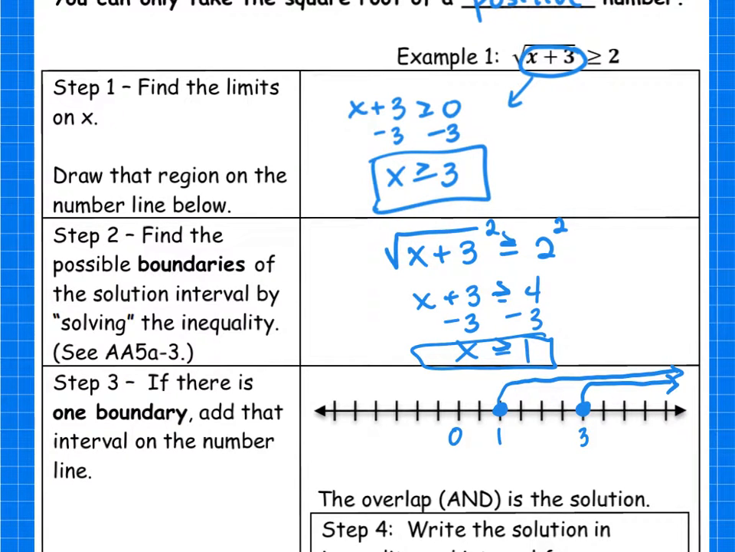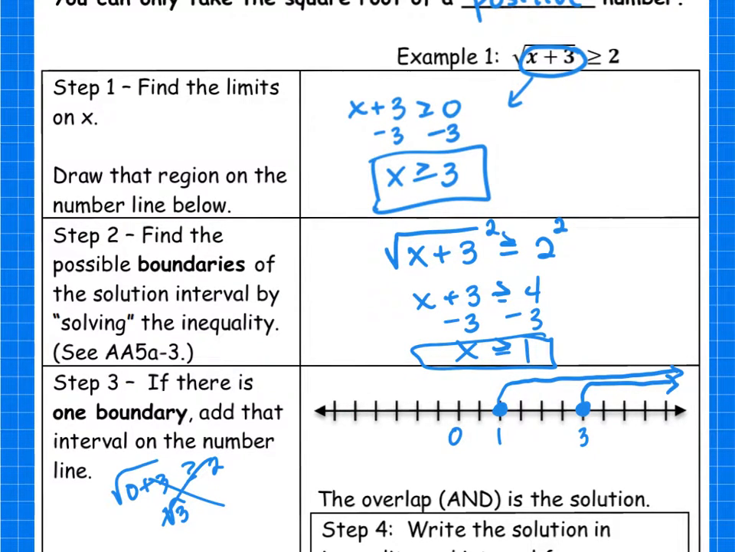If I put in 0, just to double check it, I have the square root of 0 plus 3 is greater than or equal to 2. I've got the square root of 3, which is between 1 and 2, which is not greater than or equal to 2. So that one doesn't work. So I already know that it can't go in this direction.